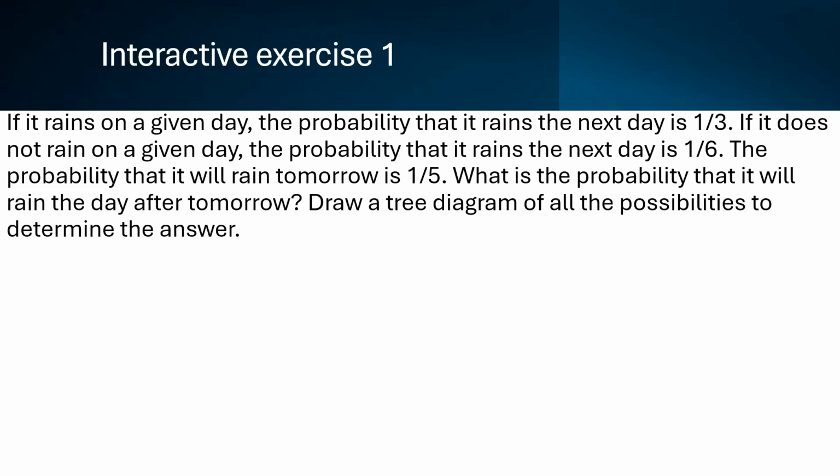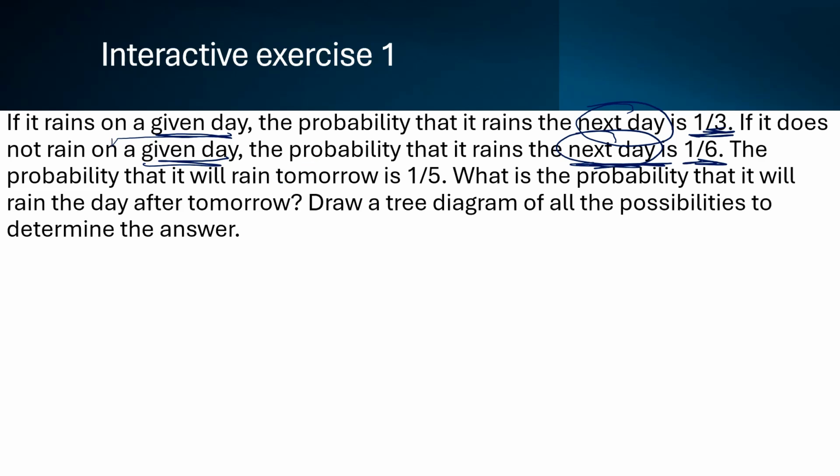Okay, so that is exactly what we're gonna do, a tree diagram. All right, so look, guys, for us to draw a tree diagram in this case, we have to realize that we are given the probabilities of the other branches. Like if it rains on a given day, then the probability that it will rain the next day is 1/3. If it does not rain on a given day, the probability that it will rain the next day is 1/6. So you can see they talk about the next day, right? Then they give us the probability that it will rain tomorrow.